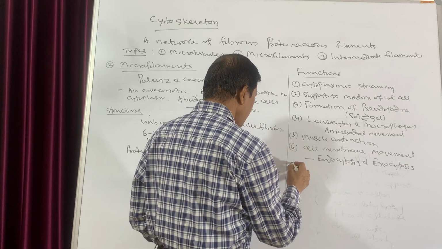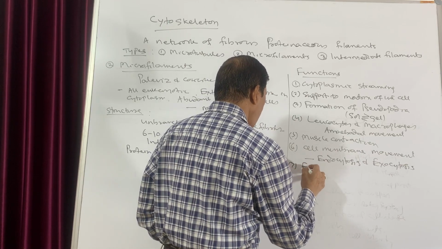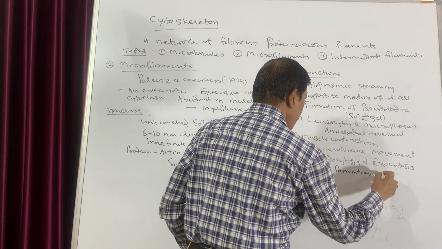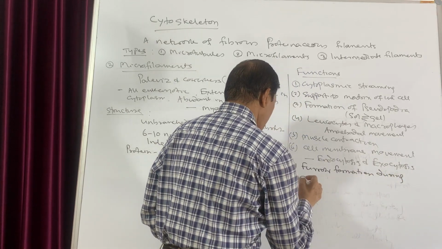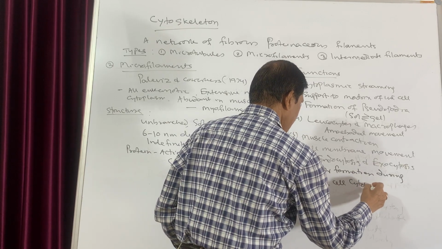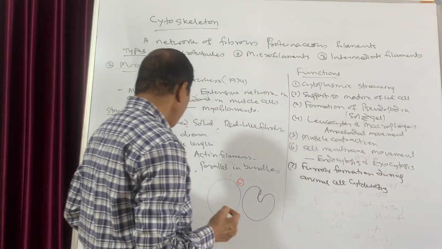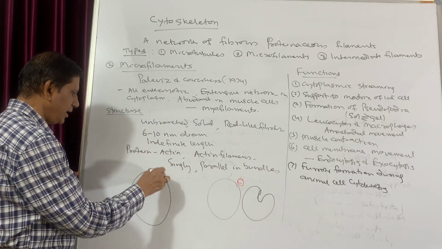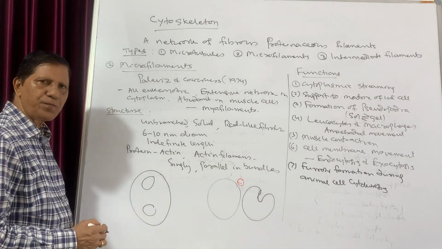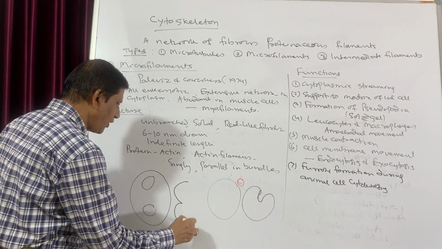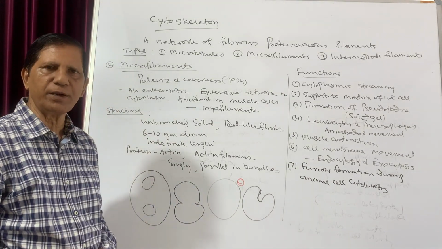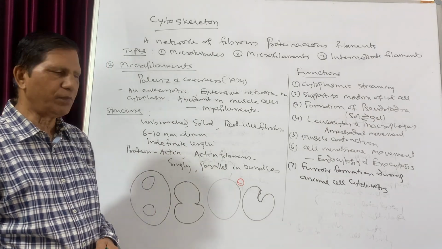Then another function is furrow formation during animal cell cytokinesis. Again, in animal cells, when there is cell division, the nucleus divides in two. Then the cell membrane constricts during cytokinesis. This constriction is due only to these microfilaments. So that is also one of the very important functions.